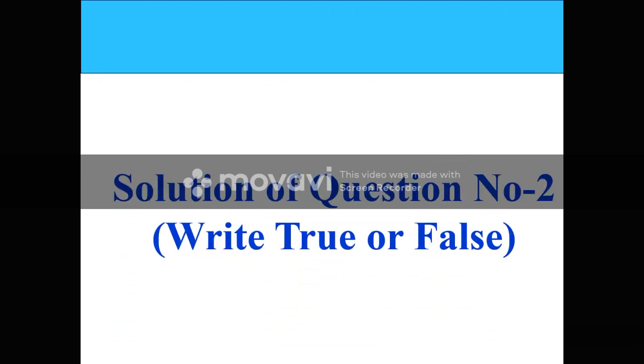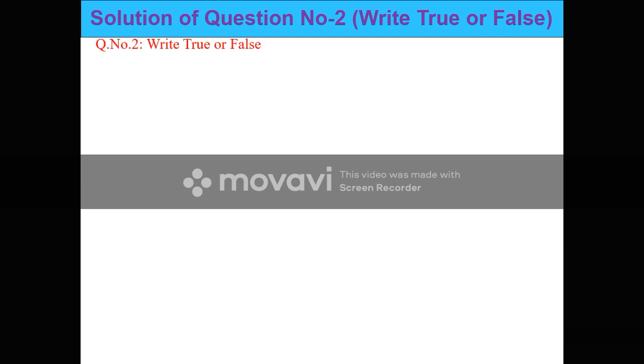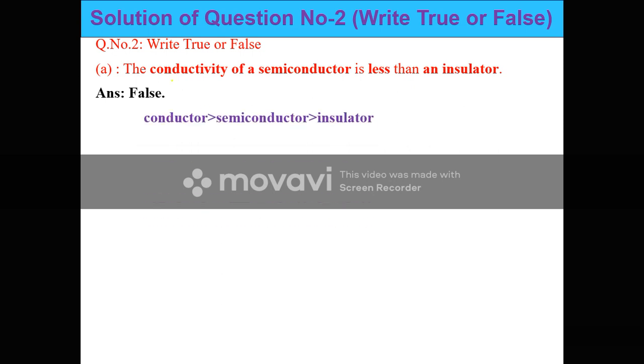Next, question number 2, write true or false. The conductivity of a semiconductor is less than insulator, whether it is true or false. Conductivity of semiconductor is generally very much higher than the insulator, so this is false. If you see the conductivity order, conductor is higher than semiconductor and then insulator.